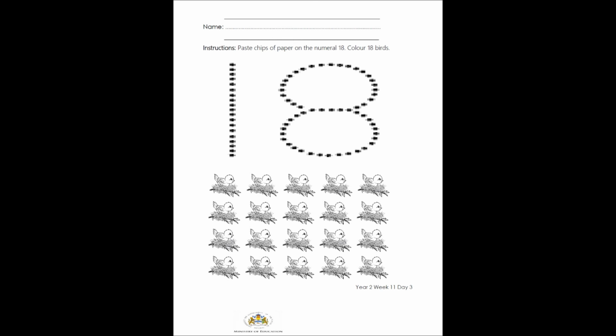Now, if you look at the birds there, the birds are more than 18, okay? So you have to count. As you color, you count. You color 1, you say 1, and you continue until you reach 18, and then you stop. Okay? Only 18 birds you are going to color. Okay, boys and girls? Yes. So that is it for mathematics today. Be good, boys and girls.